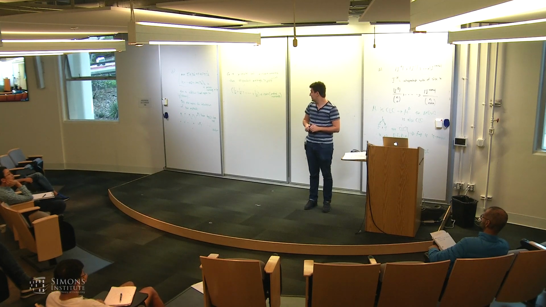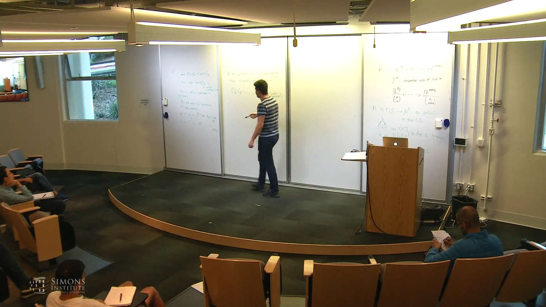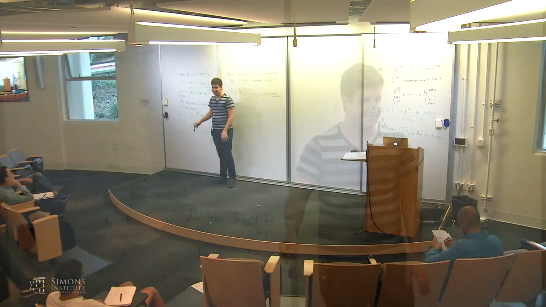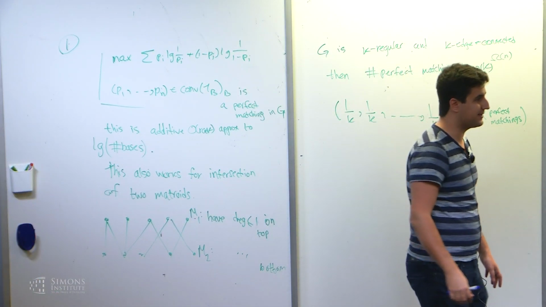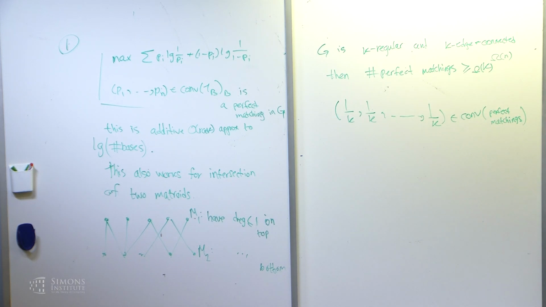Testing membership in this polytope is something we know how to do, but we don't know how to do it with concise linear programs or things of that sort. So it's a question of great interest in computer science.